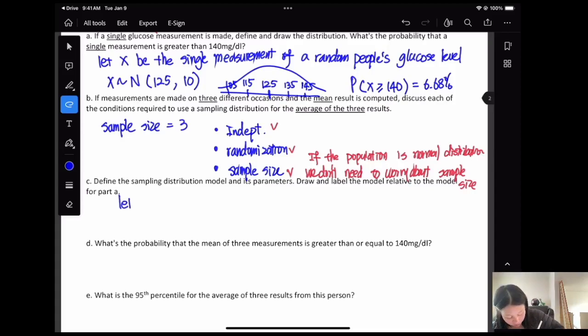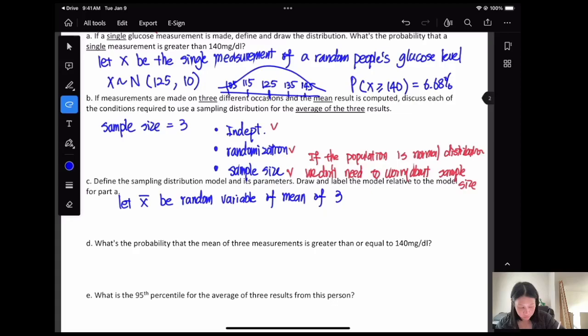So we let X bar, remember that the sampling distributions use X bar to represent it, be the random variable of the mean of 3 different measurements, 3 random measurements.